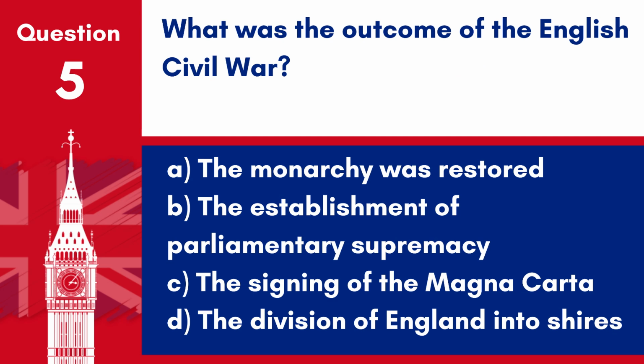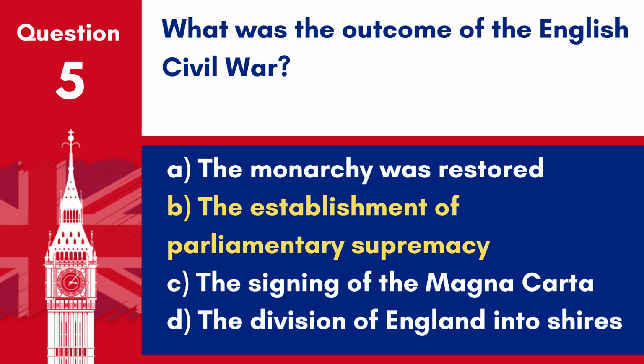Question 5. What was the outcome of the English Civil War? A. The monarchy was restored. B. The establishment of parliamentary supremacy. C. The signing of the Magna Carta. D. The division of England into shires.